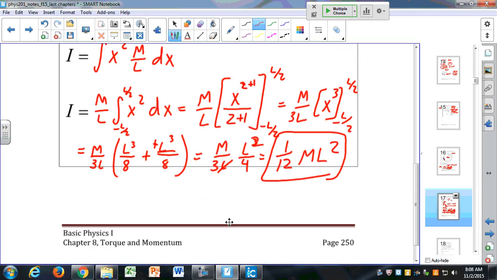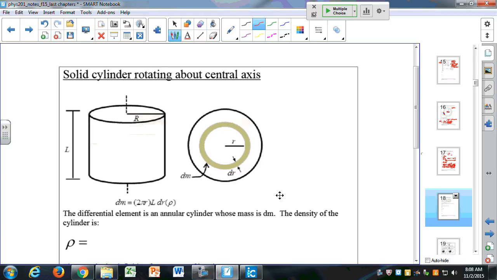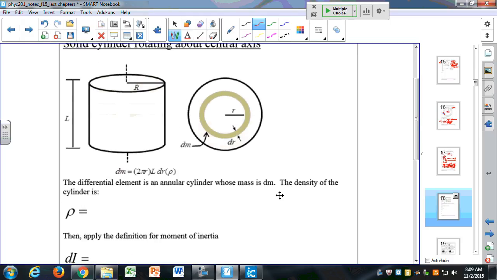Okay. Now we can also do integration of a solid cylinder rotating about its central axis. So you'll see this a lot come up in some of your problems where you have a cylinder that rotates about an axis. That's going to be the same as a disk. So if you have a solid cylinder, you can also think of this as a disk. A disk is just a really flat cylinder. So if you ever see a disk like a merry-go-round or a spinning disk or a flywheel, those are all solid cylinders.